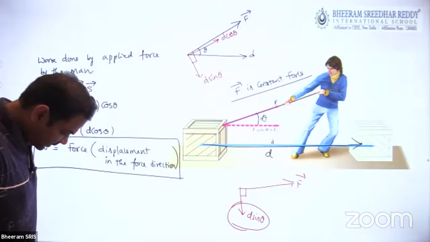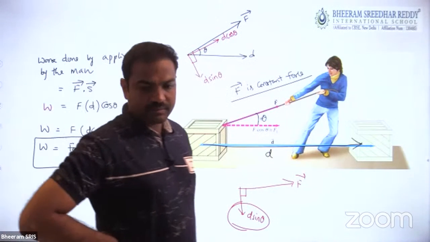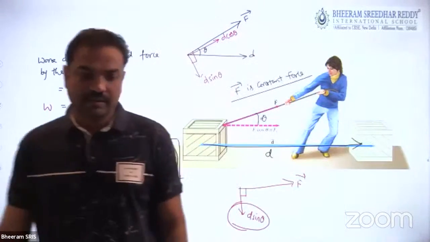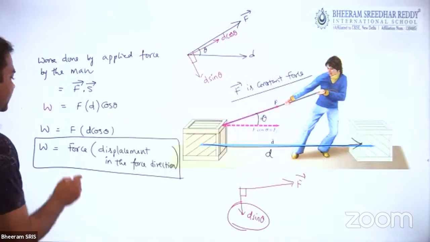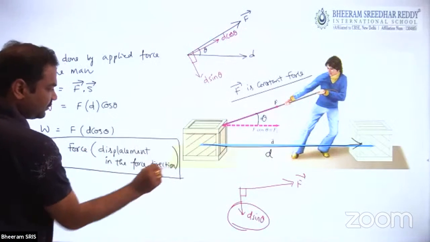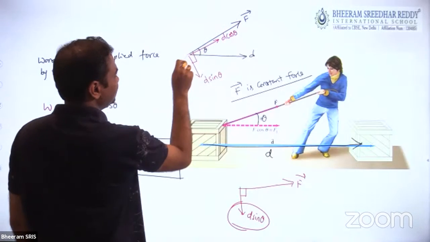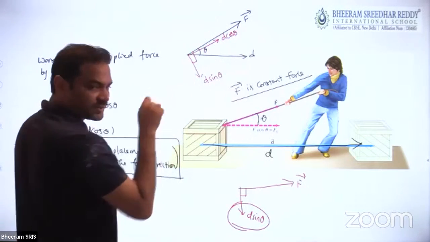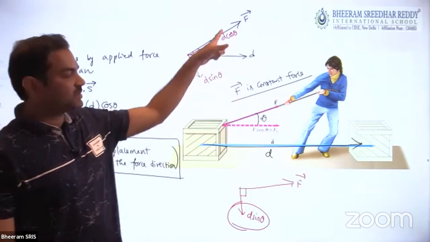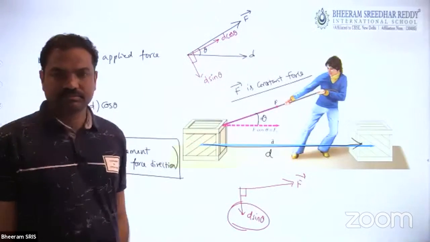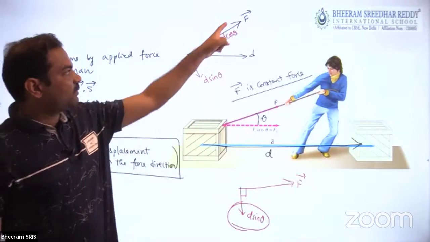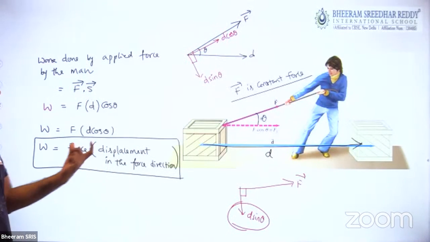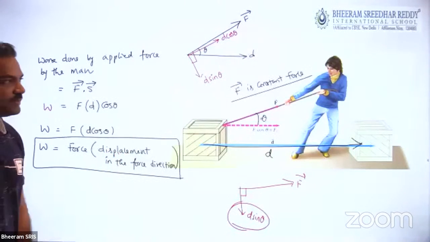So what I want to say here is, whenever it is work done by a constant force, then you can write it like this: force into displacement in the direction of force. Why? Because the displacement in the direction of the force is d cos theta. D sin theta is the displacement perpendicular to force. Whenever displacement and force are perpendicular, work done is zero. So that's why I can write force into displacement in the direction of the force.